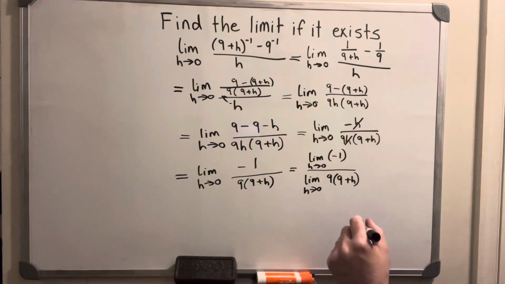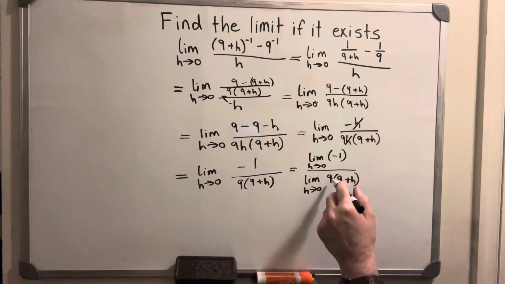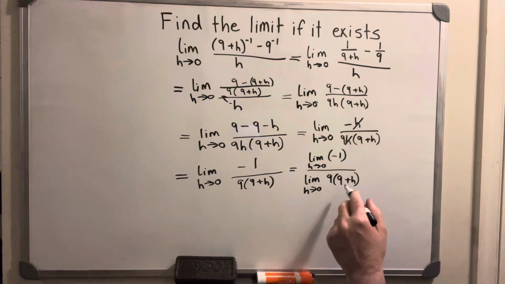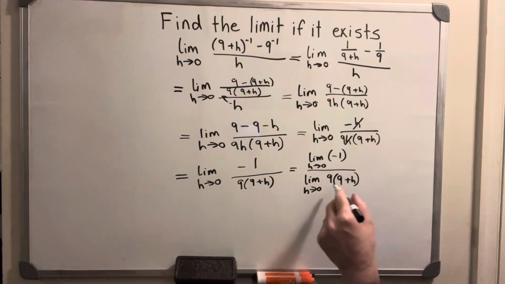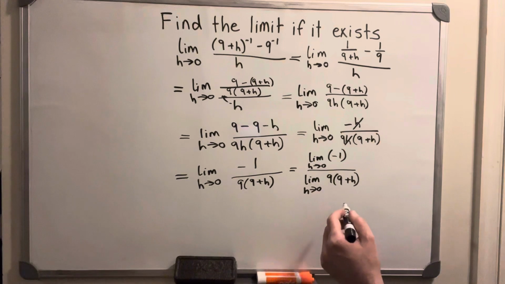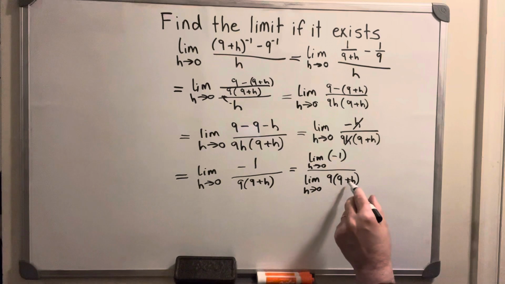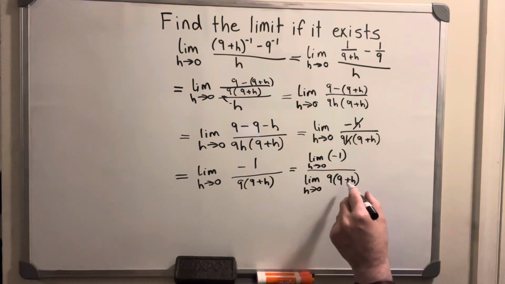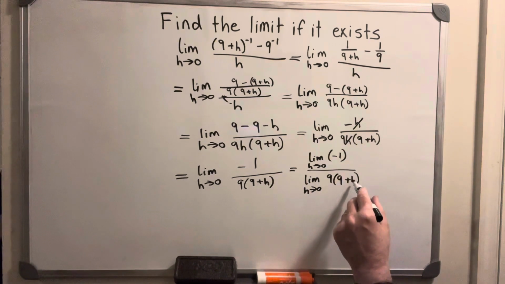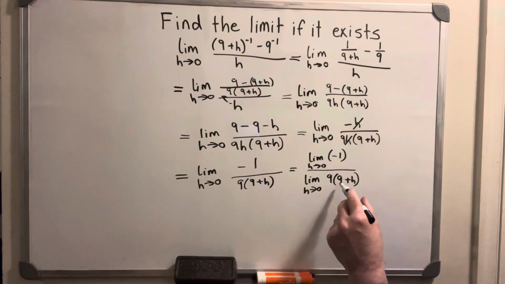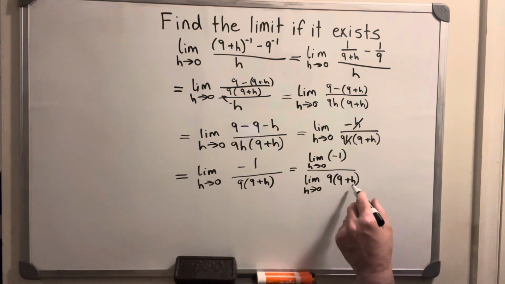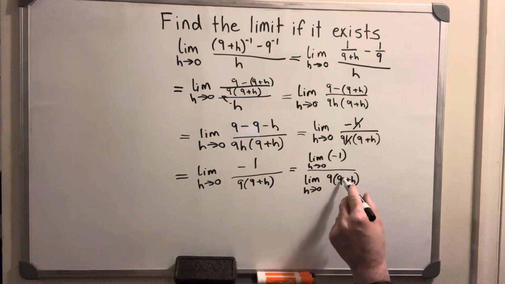Now, if we want to, we could convert this limit of a product into a product of limits because we have that limit theorem. And then this factor right here, 9 plus h, could be converted into a limit as h approaches 0 of 9 plus a limit as h approaches 0 of h. But since we can see that this limit is approaching 81, you see as h approaches 0, it just becomes 9 times 9.